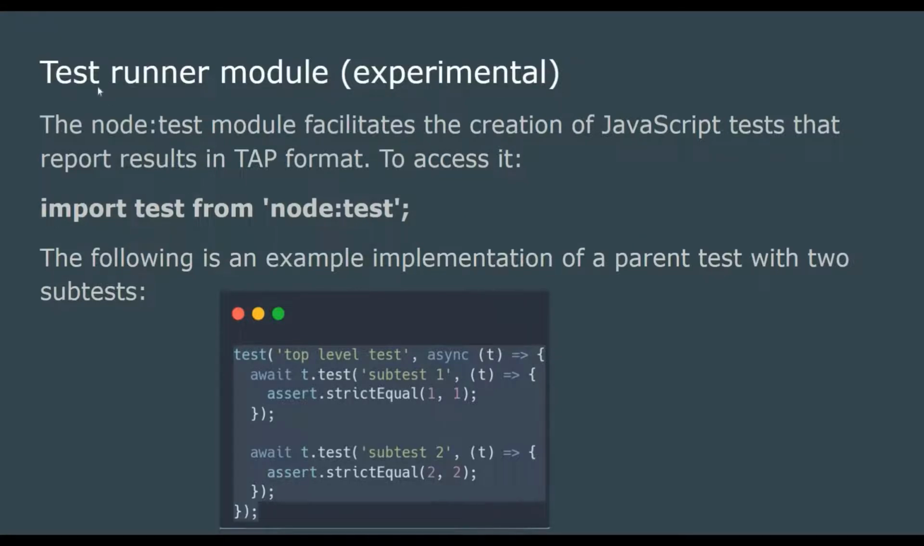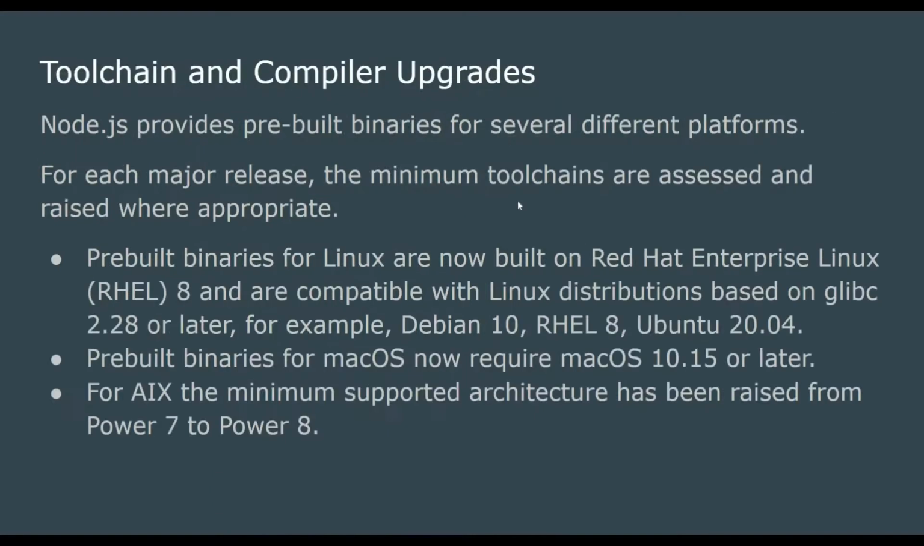18 version. Okay, so this is one of the biggest announcements. Also, apart from that, there are toolchain and compiler upgrade announcements. Node.js provides pre-built binaries for several different platforms, so there are announcements relevant to compiler support upgrades for different Linux and Mac versions.